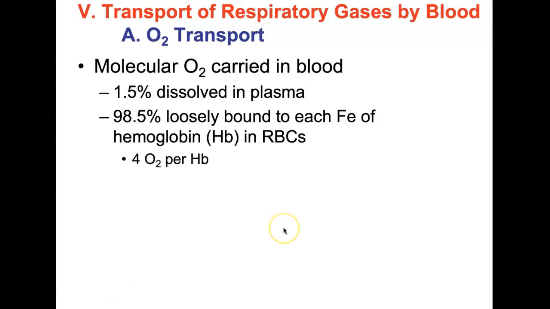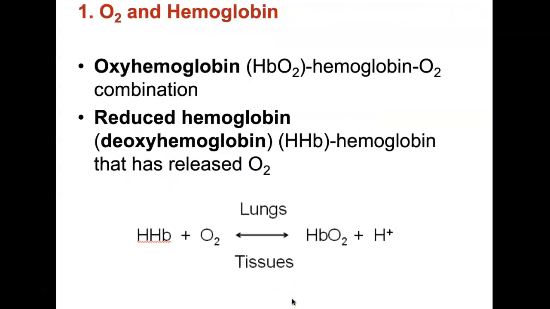We said that there are up to 4 oxygen molecules that can be bound to one hemoglobin protein, and that's because the oxygens have what we call an affinity to the hemoglobin because of the iron binding group. So this iron binding group is going to attract up to 4 oxygen molecules. The hemoglobin-oxygen combination is called oxyhemoglobin, and it's typically denoted this way, so HbO2.